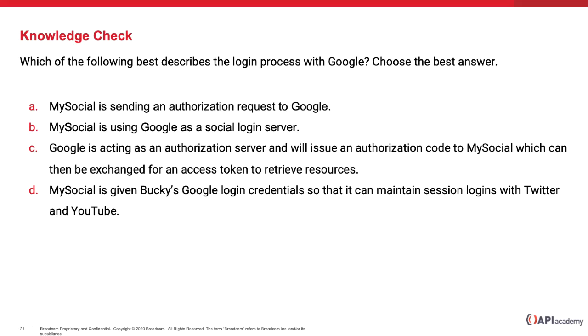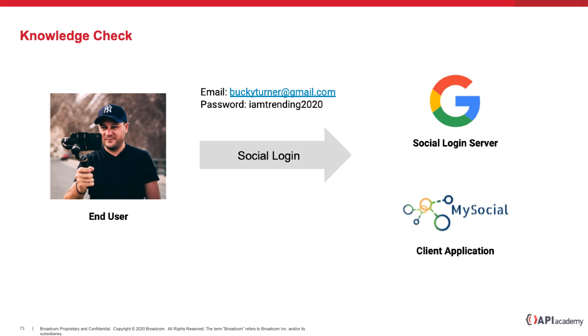If you chose option B, you're correct. Social login is sometimes confused with the actual authorization code flow, which would have already occurred when Bucky first set up his MySocial profile. While it may still be OAuth related, the login described here is strictly to do with Bucky accessing his MySocial account, which has been delegated to Google in this case.